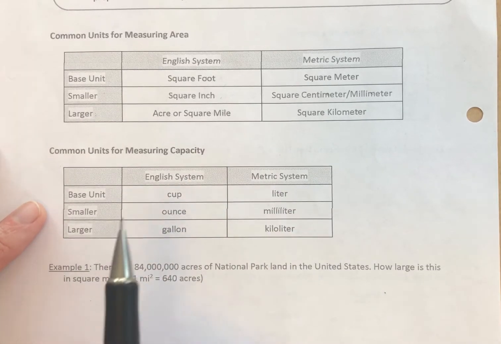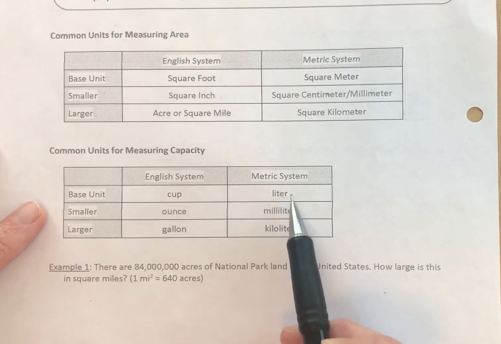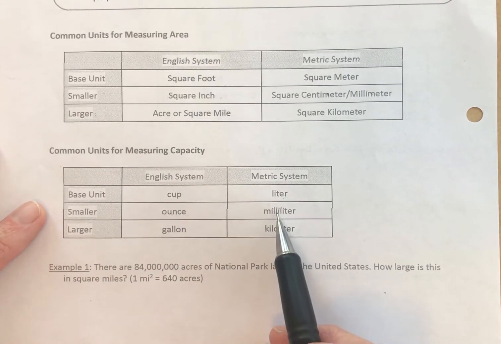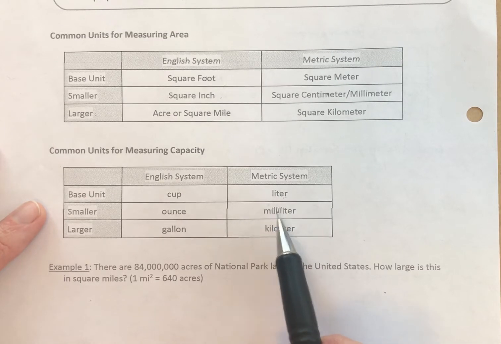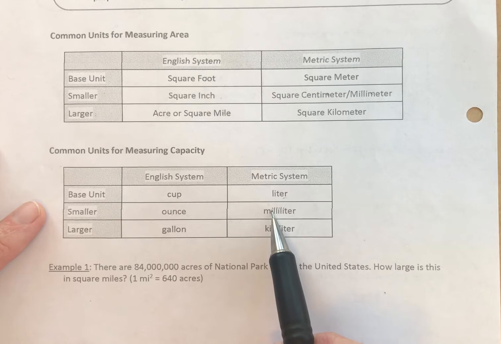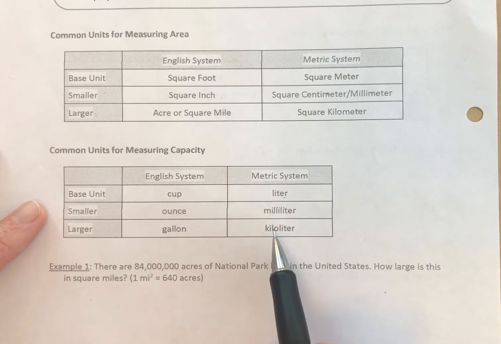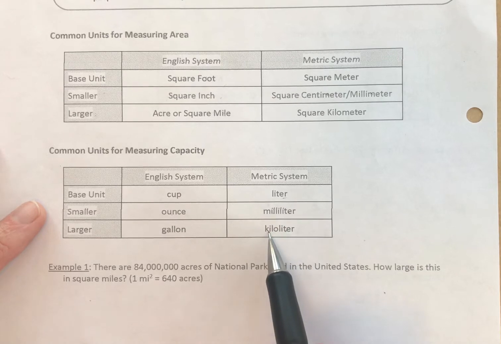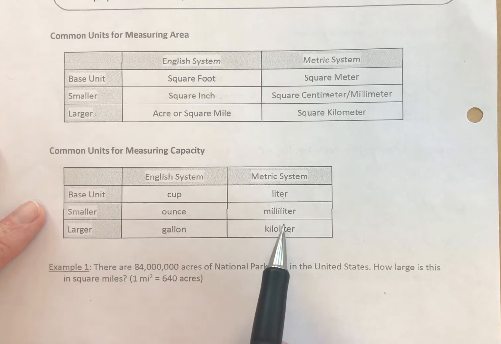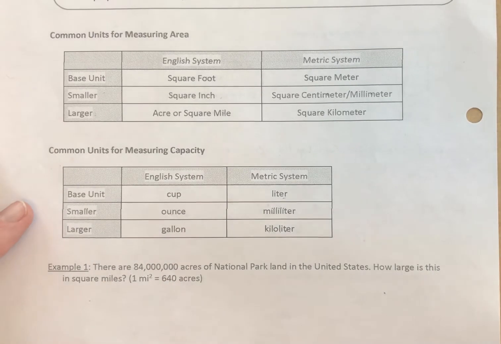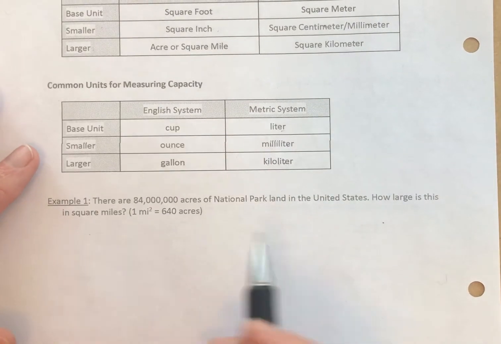In the metric system, again, keep it kind of simple. The base unit is the liter. When you go smaller, not a lot of centiliters out there. Normally smaller for the metric system is the milliliter, 1,000th of a liter. And when you want to go larger, we go really large to the kiloliter, which is 1,000 liters, which is significantly larger than the gallon for the metric system. Let's put this to use with our proportions to do some unit conversion.